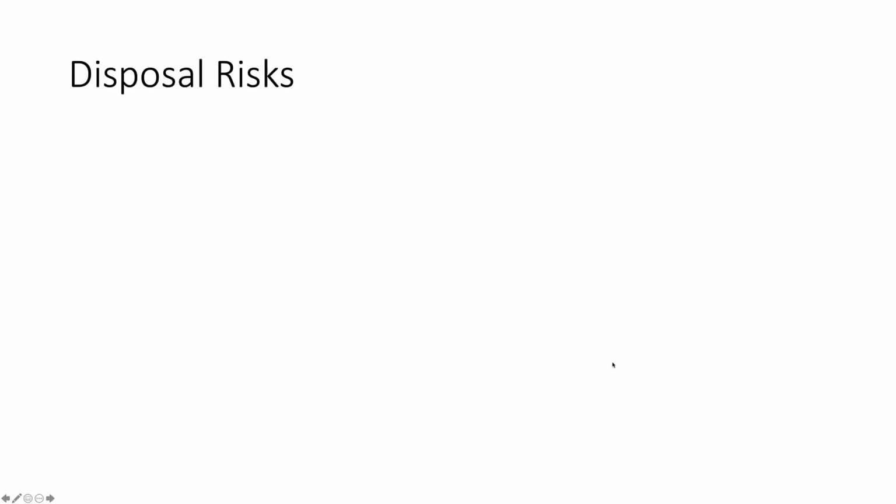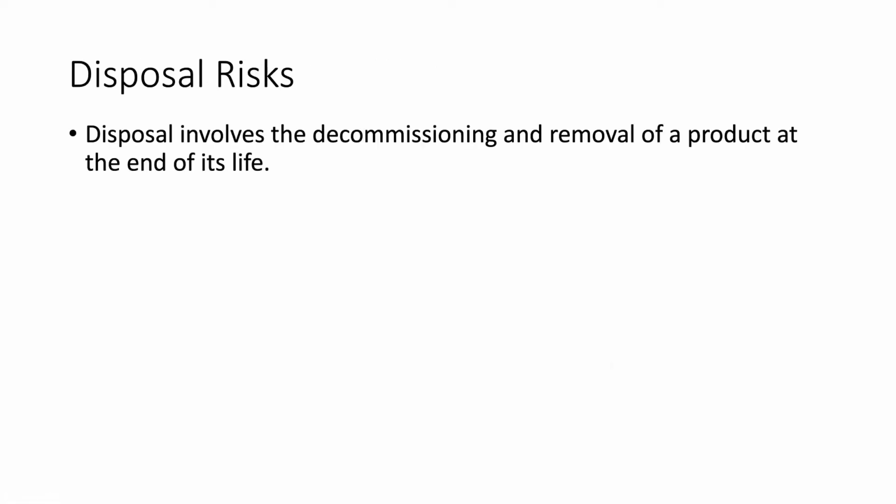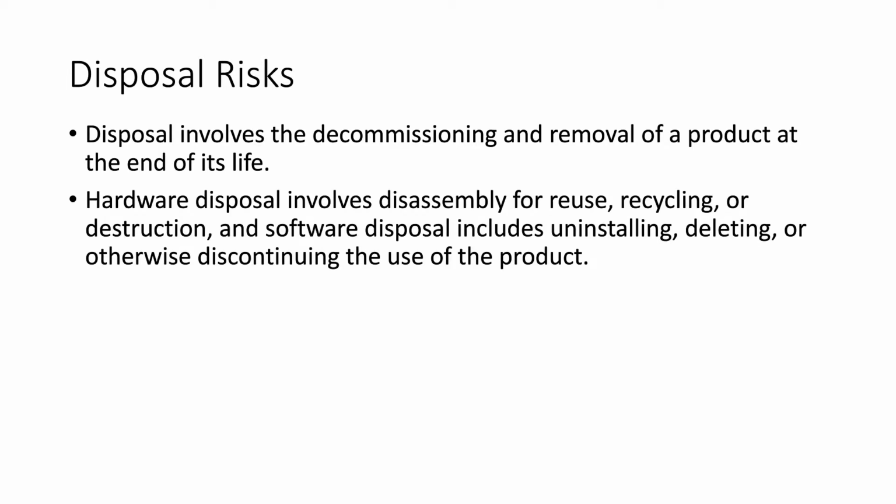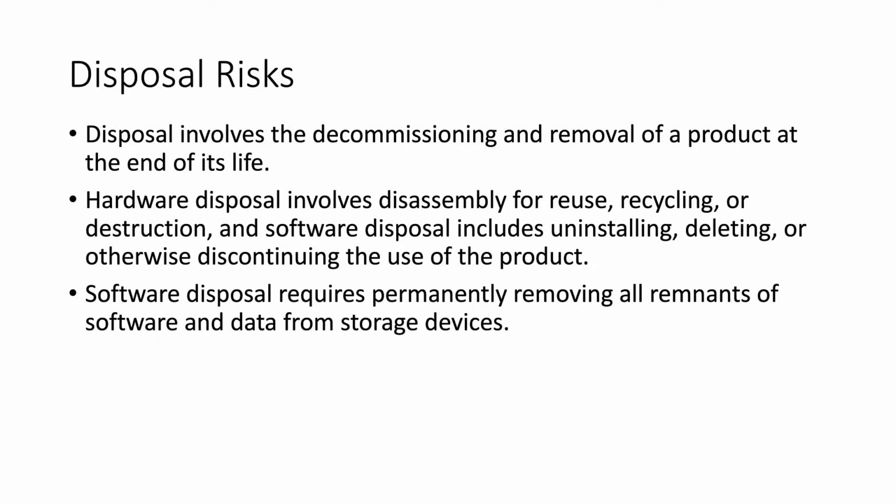And finally, we have disposal risks, the disposal phase. So disposal involves the decommissioning and removal of a product at the end of its life. I don't know how old you all are, and if you're young, you've probably never decommissioned a smartphone, or maybe you have, or a computer, but in my life, I've decommissioned a lot of smartphones, a lot of phones, and a lot of ICT. Hardware disposal involves disassembly for reuse, recycling, or destruction, and software disposal includes uninstalling, deleting, or otherwise discontinuing the use of the product. Software disposal requires permanently removing all remnants of software and data from storage devices.